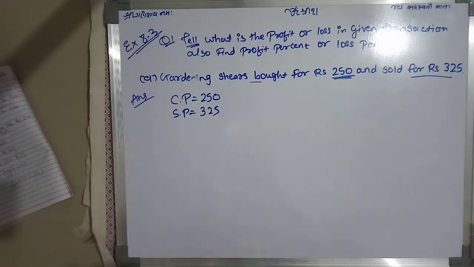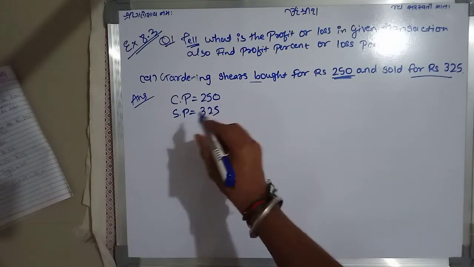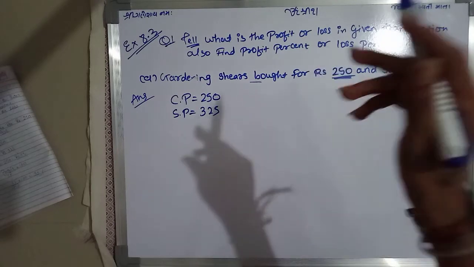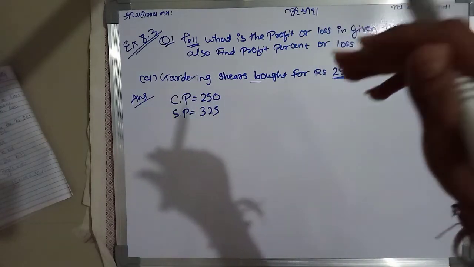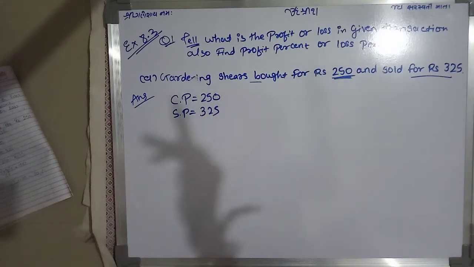We have to find profit. Okay, when the CP is greater than SP, then loss. But when the CP is less than SP, then we gain profit. Here the CP is less than SP, which means the price at which we purchased something is lesser than the price at which we sold it. Example, you bought a toy car for rupees 250 and you sold your toy car to your friend for rupees 300. So what do you make? You make a profit of 50 rupees.